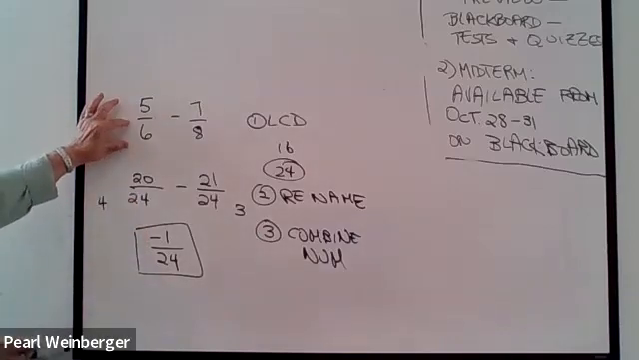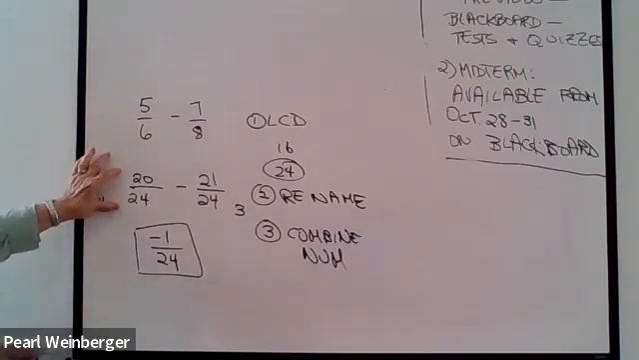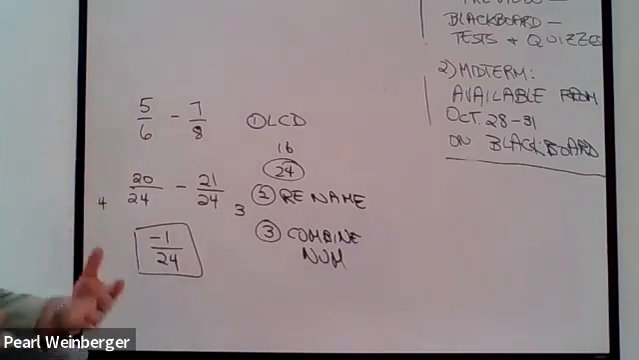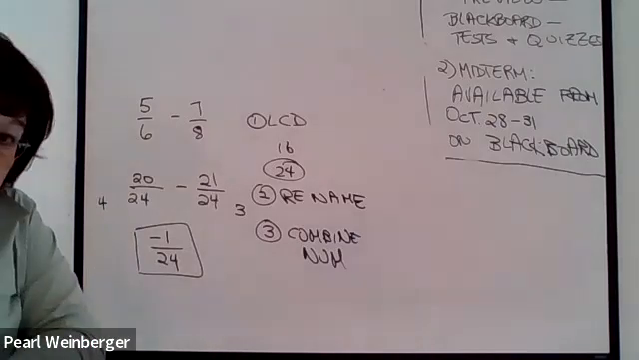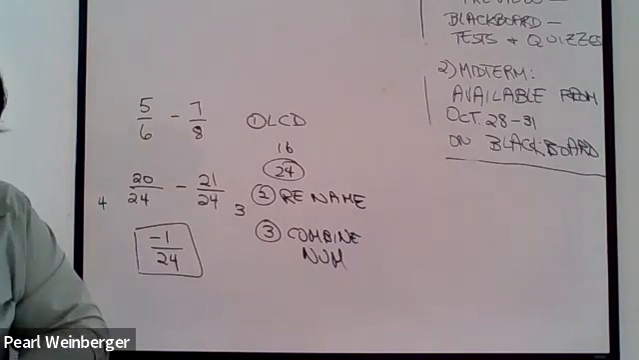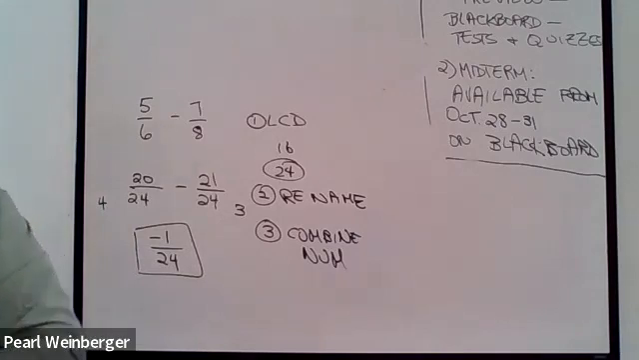So we have to find the LCD. We have to rename our fractions so they each have that common denominator. And then we go ahead and proceed like we did before, combining the numerators. Okay, let's try this where we have some variables.